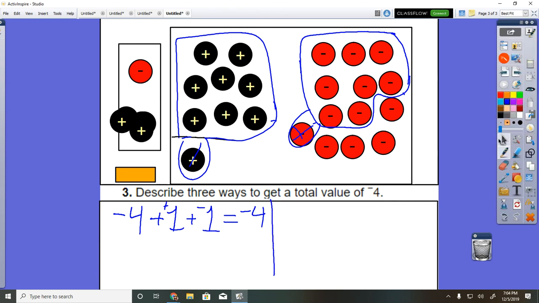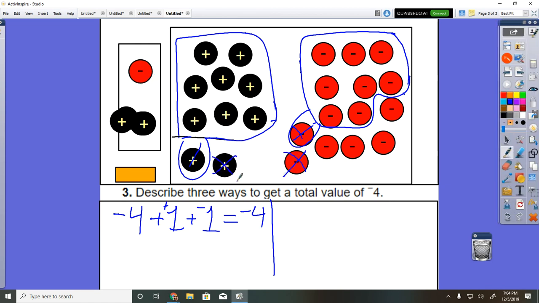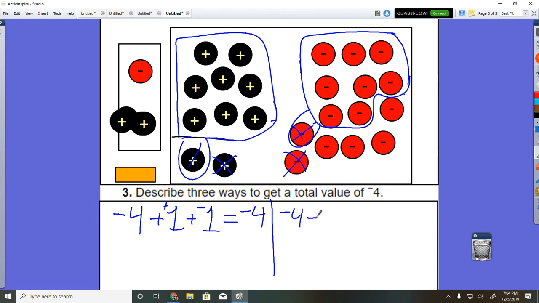So instead of just adding 1 of each, I'm going to add 2 of each. And the same thing happens. They cancel each other out. -4 plus 2 positives plus 2 negatives, because I added more negatives, then I still end up at -4. So -4 up 2, and then down 2, we end up right back at -4.